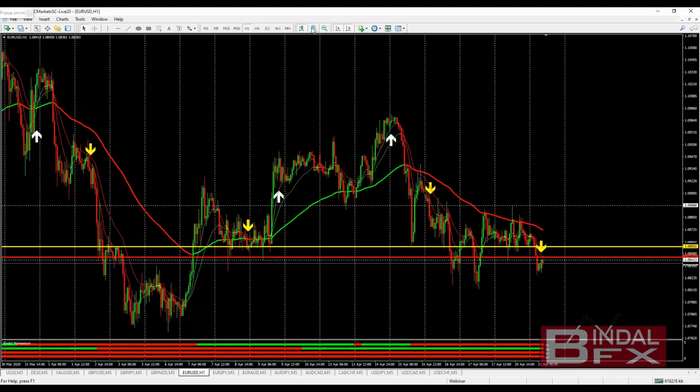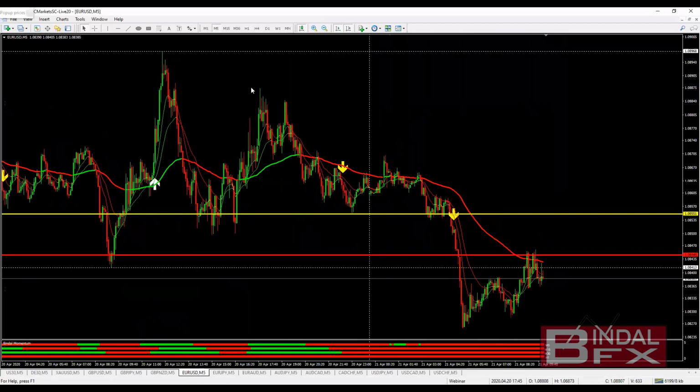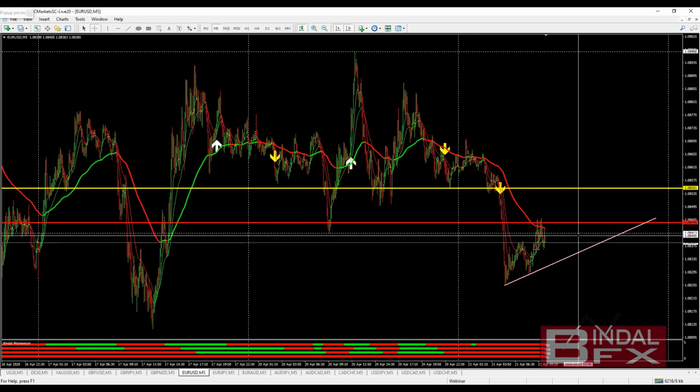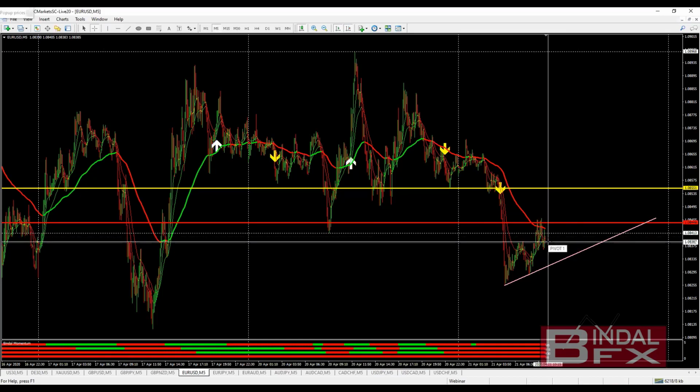Euro similar to the cable. It's been ranging a fair bit, but it looks like it's just starting to move down a little bit now. On the lower time frames, this is very similar to cable in the sense that the pullback is even less than cable. So as of right now, I wouldn't be keen on taking a short here because the pullback's so low, and like I said, I don't really scalp.